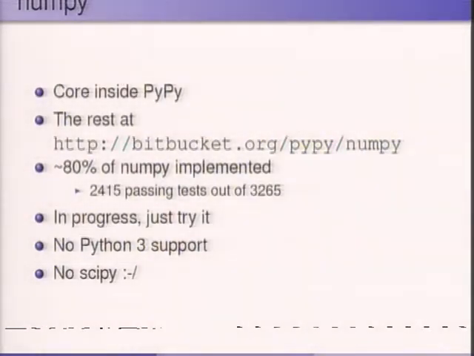Now Numpy. So Numpy is a special case. It needs a special integration with PyPy, and therefore the core of Numpy, and by core I mean things like ndarray and ufuncs, so basically the bits of Numpy that are actually implemented in C, is a built-in module inside PyPy. It's called micronumpy, and we also have a fork of Numpy, which is basically a fork of the Python part of Numpy.